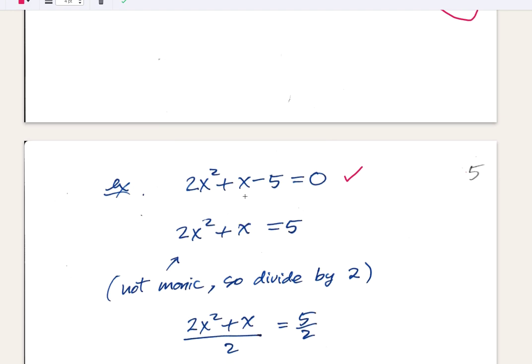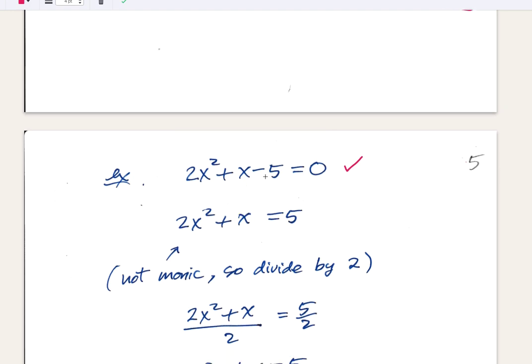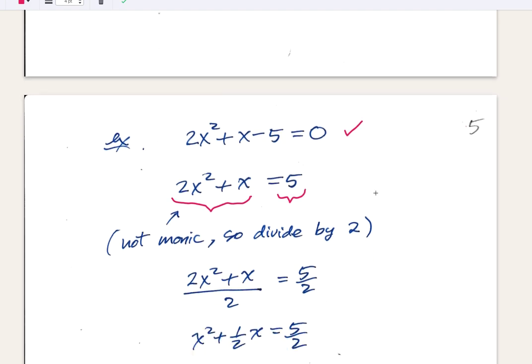Now, do you remember what the first step is? Take the constant term here. I want the constant on the other side. So implicitly, I haven't written it, I'm adding 5 on both sides here. So I've isolated the x terms on one side and the constant term on the other side. All right, looks good.